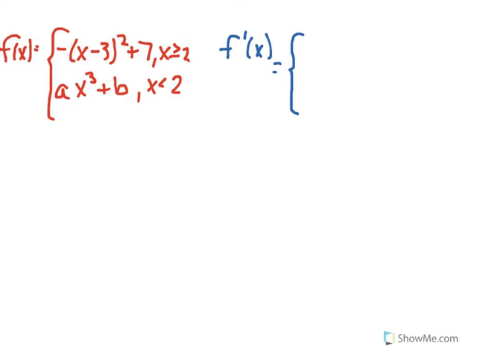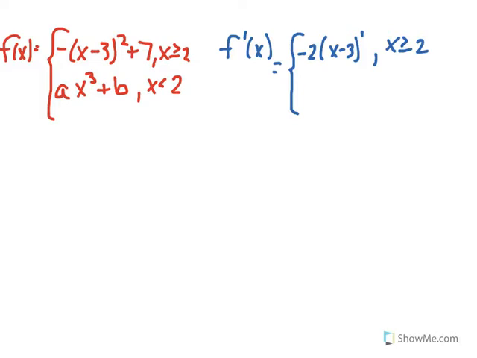So the derivative of something to the second, or negative something to the second, is negative 2, in parentheses, x minus 3, to the first power. I can write that down even. Times the derivative of the inside of x minus 3, which is just 1, so there's nothing there. The derivative of positive 7 is 0. And this is for x is greater than or equal to 2.